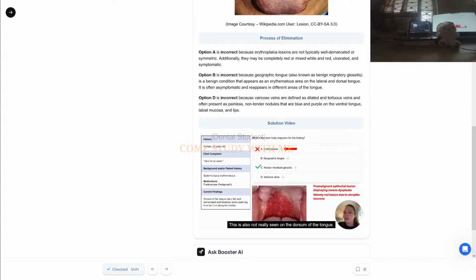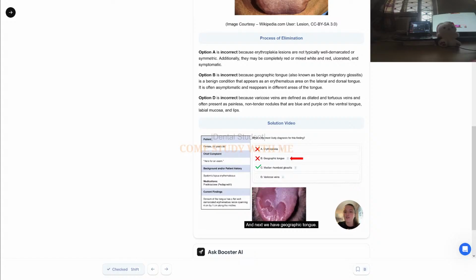This is also not really seen on the dorsum of the tongue. It can be found on the tongue, but it's usually the lateral tongue, and this can be seen all throughout the mouth, while median rhomboid glossitis is limited to the mid-posterior midline of the dorsum of the tongue. That's where it's only found. That's why it's given that name.